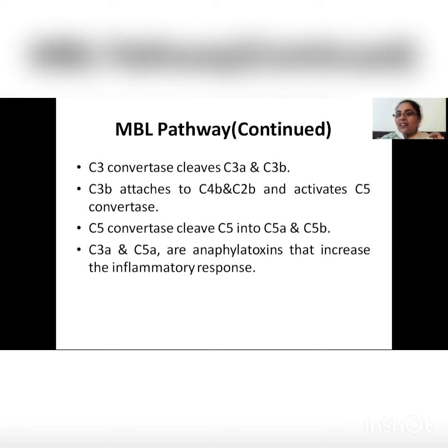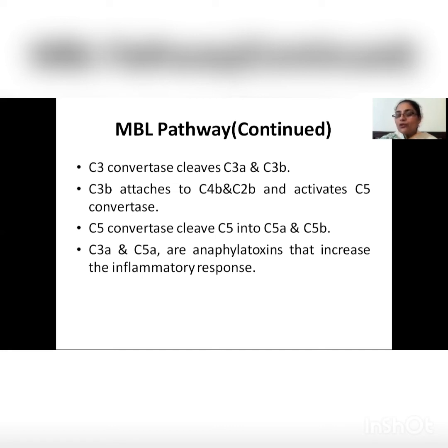When C3B also goes and binds to C4B and C2B, this will activate C5 convertase, another enzyme. As it is called C5 convertase, it will act on C5 and cleave C5 into C5A and C5B. This C may make you confused, but remember this C is the complement protein which were discovered, and according to their discovery, they were named 1, 2, 3, 4, and 5 whenever they were discovered.